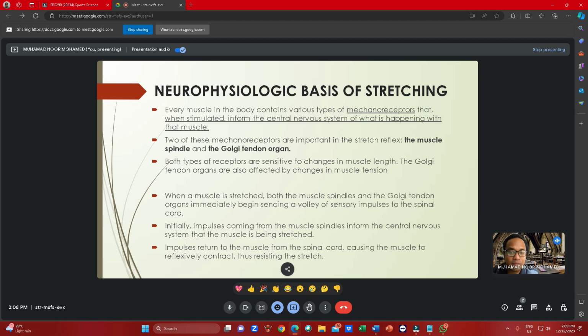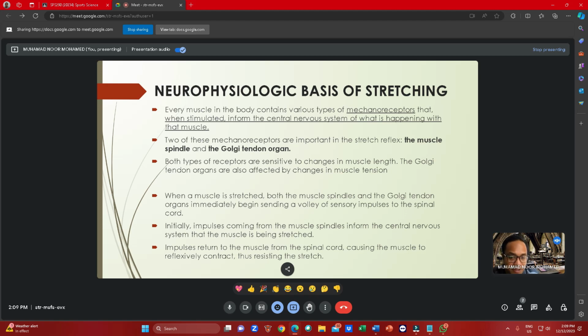When a muscle is stretched, both the spindle and the GTO immediately begin sending a volley of sensory impulses to the spinal cord. The spindle is located within our muscle, in what we call the intrafusal capsule, and the GTO is located in our tendon. Initially, the impulse coming from the spindle informs the CNS that our muscle is being stretched. So it is a limiting factor. Okay, our spindle limits the stretch.